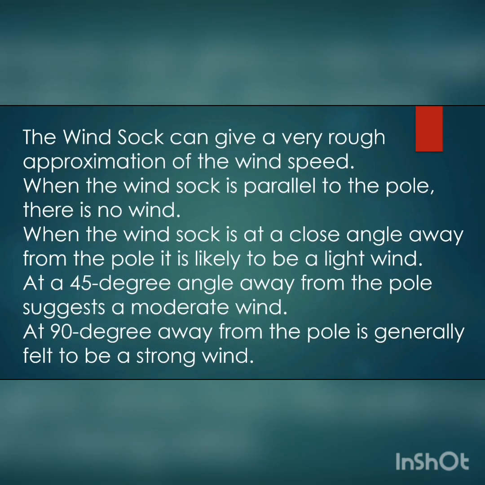The windsock can give a very rough approximation of the wind speed. When the windsock is parallel to the pole, there is no wind. When the windsock is at a close angle away from the pole, it is likely to be a light wind. At a 45-degree angle away from the pole suggests a moderate wind. At 90 degrees away from the pole is generally felt to be a strong wind.